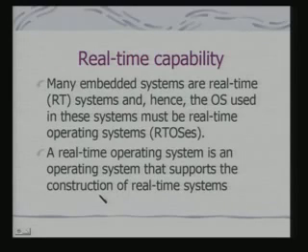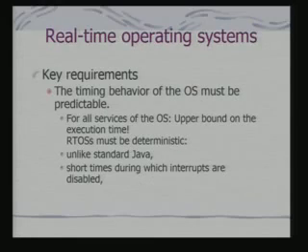The other point which is a fundamental concern for embedded appliances and systems is real-time capability. Many embedded systems are real-time systems, and hence the OS used in the systems must be a real-time operating system. And what is a real-time operating system? In a way, a real-time operating system is an operating system that supports the construction of real-time systems. We have already had the definitions of real-time systems, and we know the difference between soft real-time and hard real-time systems. So, what are the key requirements?